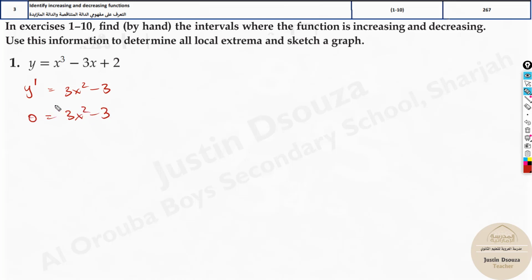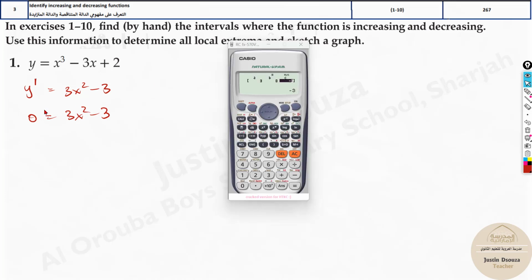You can put it in the calculator and solve for the critical numbers. I've put in the coefficients in mode 5 3. It's 3. There is no coefficient of x, so it's 0 and then minus 3. The critical numbers are 1 and minus 1. So here we get x is equal to 1 and minus 1. There are no closed intervals here.